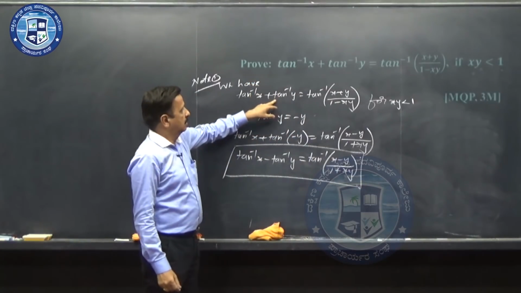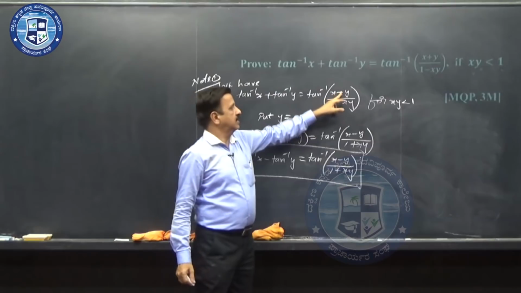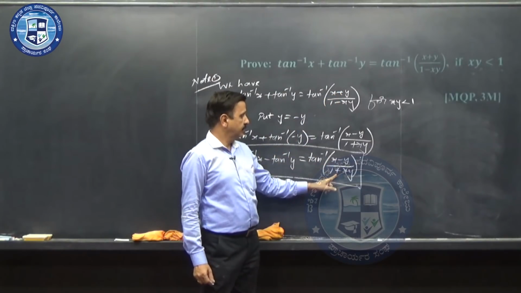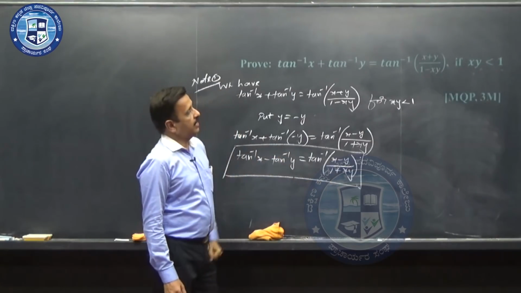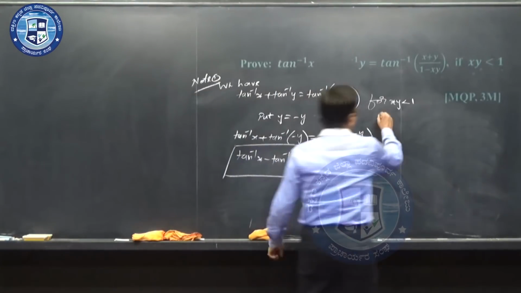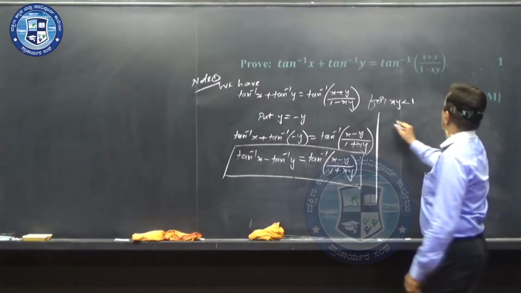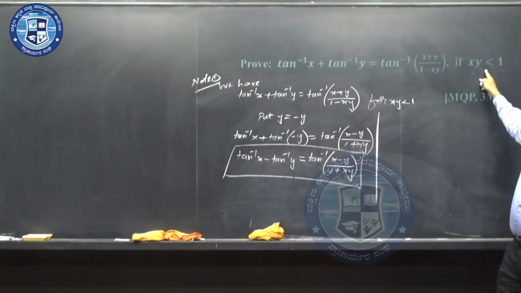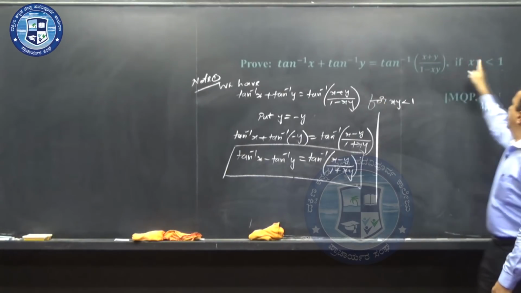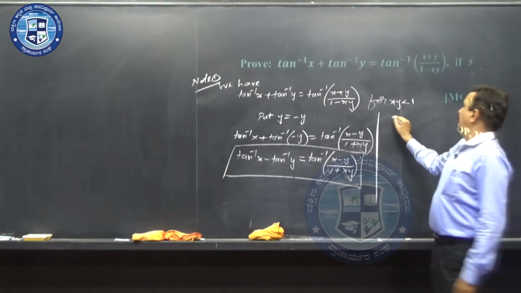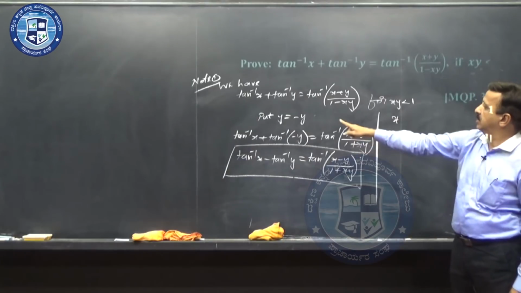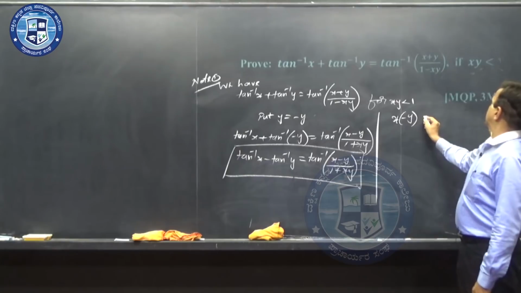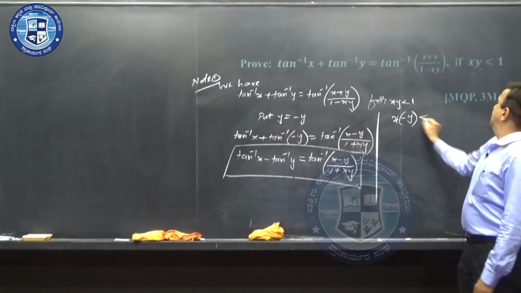Say this result is also comparable with this. If it is plus, plus, here it is minus. If it is minus, minus, here it is plus. But the condition varies here. Say what condition we have, you look at this. This result holds good for xy less than 1. But here you have substituted y equals minus y. Minus y must be less than 1.